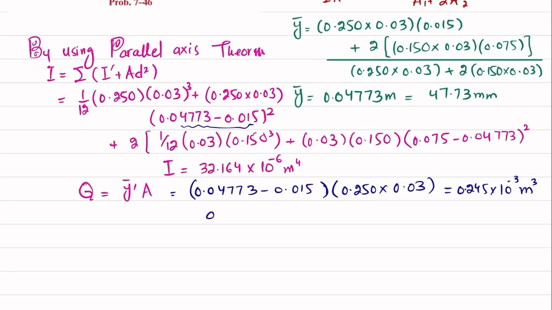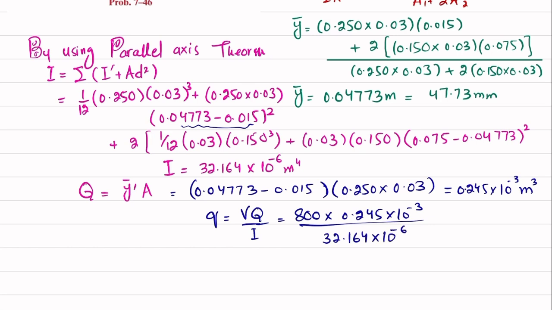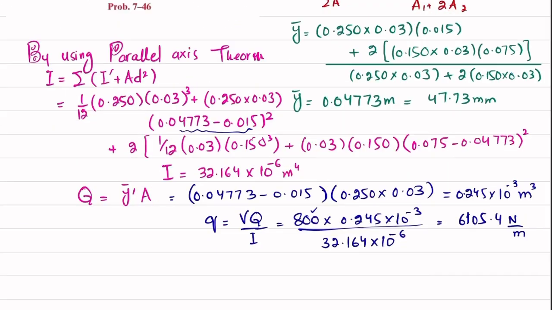Q is equal to shear flow, which is the horizontal shear force per unit length, equal to V into Q divided by I. So V is equal to 800 pound. Q is 0.245 into 10 to the power minus 3, divided by I, which is 32.164 into 10 to the power minus 6. From here you will get the value of shear flow as 6105.4 Newton per meter. Okay. This 800 is not in pound, this is in Newton. So can we make this correction?